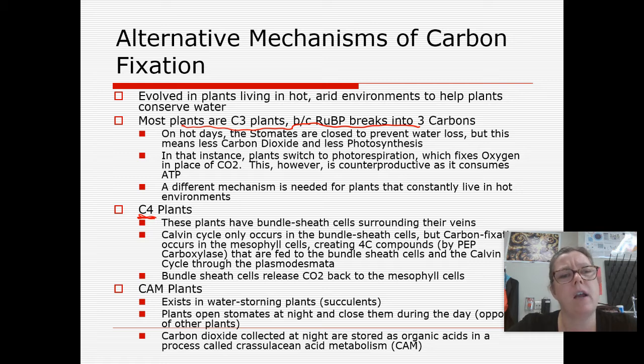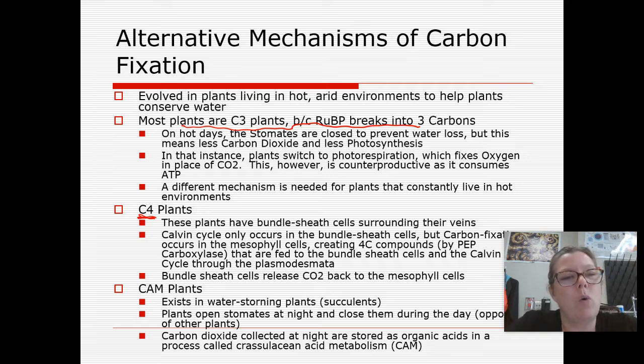And the Calvin cycle only occurs in those bundle sheath cells for C4 plants. But carbon is actually fixed in the mesophyll in the form of a 4-carbon compound. This is why this is called a C4 plant. There's an enzyme, PEP carboxylase, that helps to fix carbon in those mesophyll cells, like in the spongy cells surrounding the bundle sheath cells.